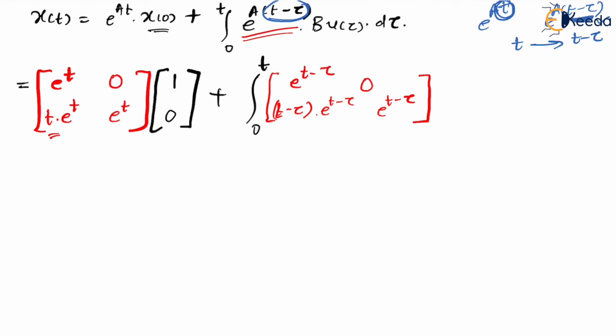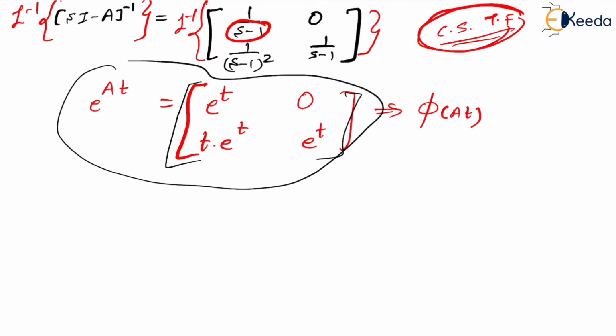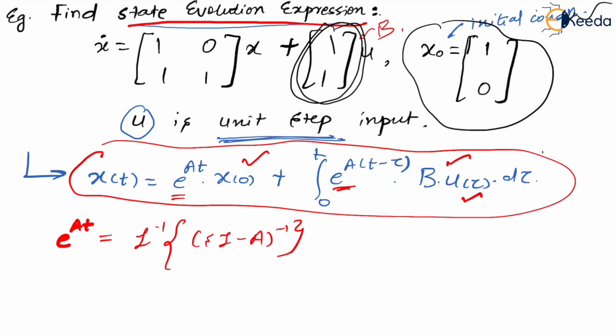Now, what is B? B is given as [1 1]. B is given as [1 1] if you see. So B is going to be [1 1]. Now, what is u of tau? They have mentioned that u is a unit step input, USI. U is a unit step input, meaning for this particular example it is a unit step input. It can be ramp, it can be parabolic, it can be any input, but for the time being, for this particular question, they are saying that it is a unit step input.